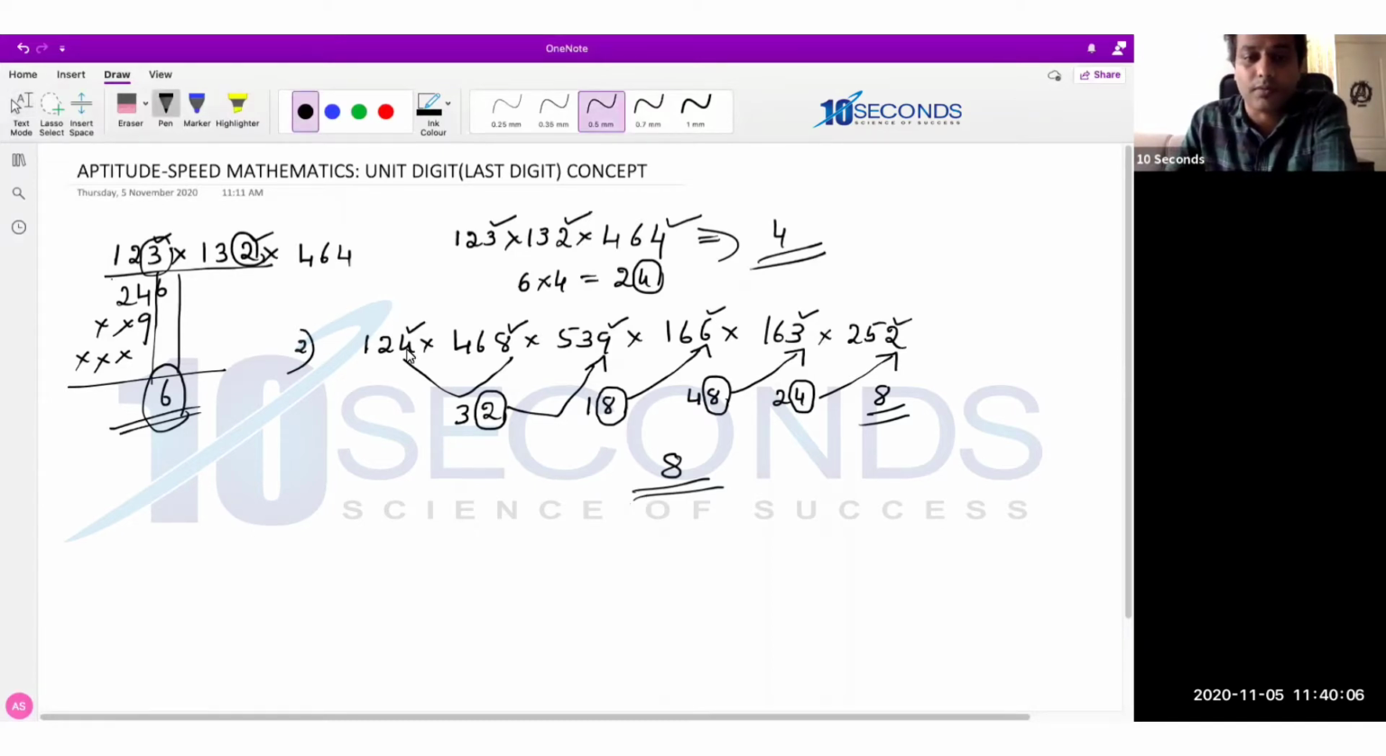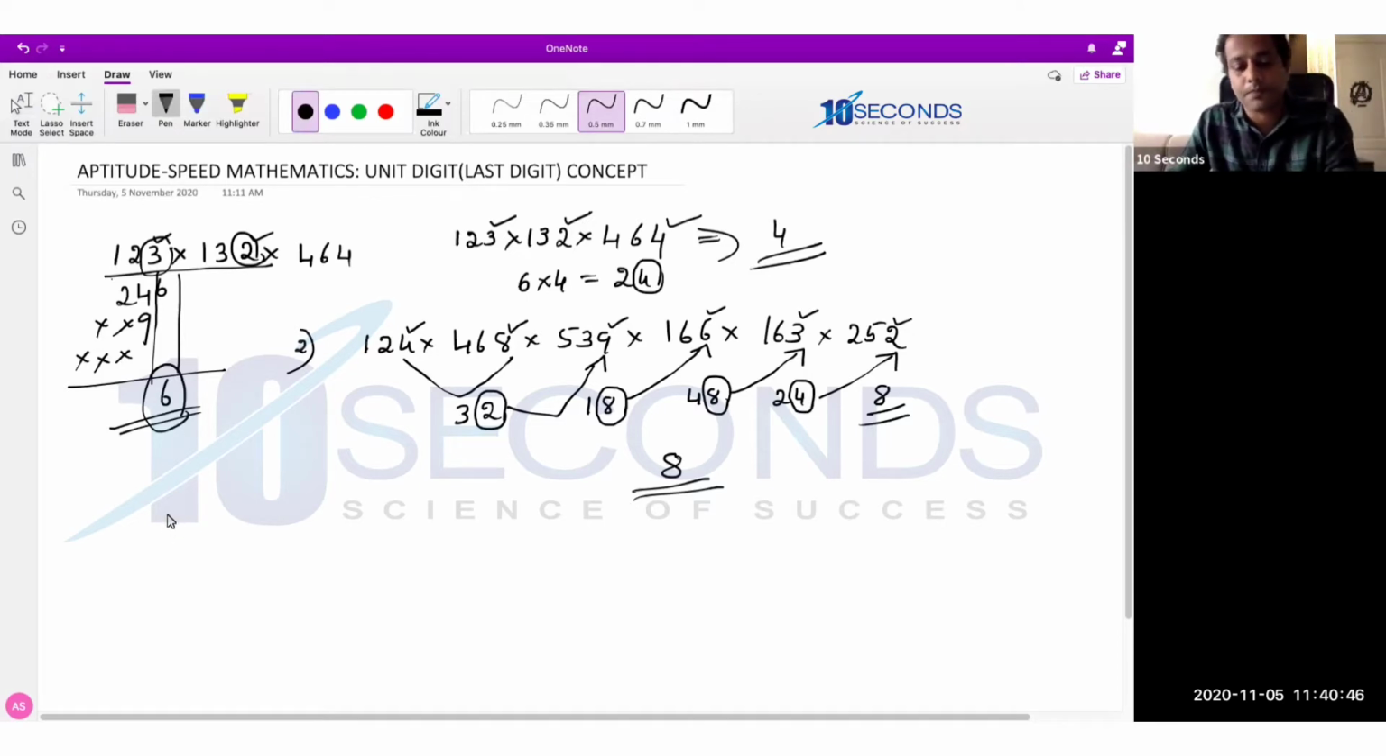I'll repeat. See, 4 into 8, 32 ends with 2. 2 9s are 18 ends with 8. 8 6s are 48 ends with 8. 8 3s are 24 ends with 4. 4 2s are 8 ends with 8. So the product ends with 8. So no need to multiply 32 with 9, you can multiply 2 with 9. No need to multiply 18 with 6, you can multiply 8 with 6. Again, no need to multiply 48 with 163, you can multiply 8 with 3. No need to multiply 24 with 252, you can multiply 4 with 2 equals 8.